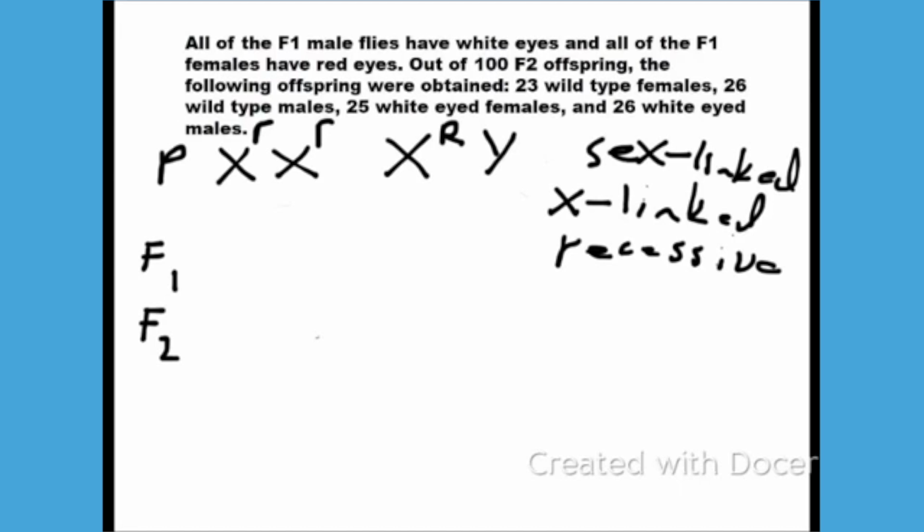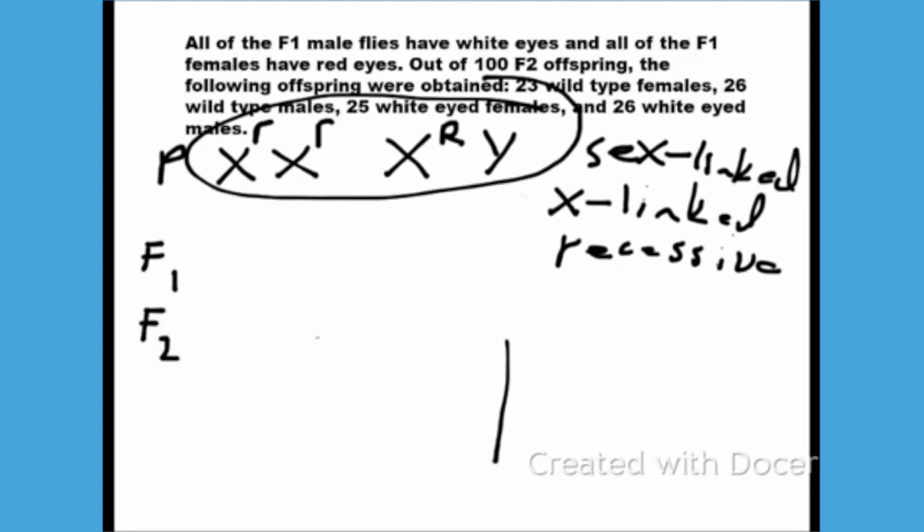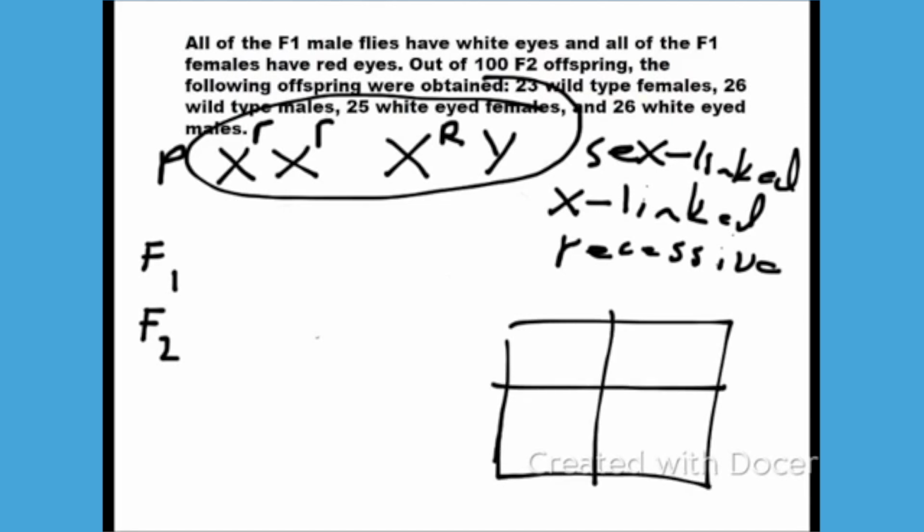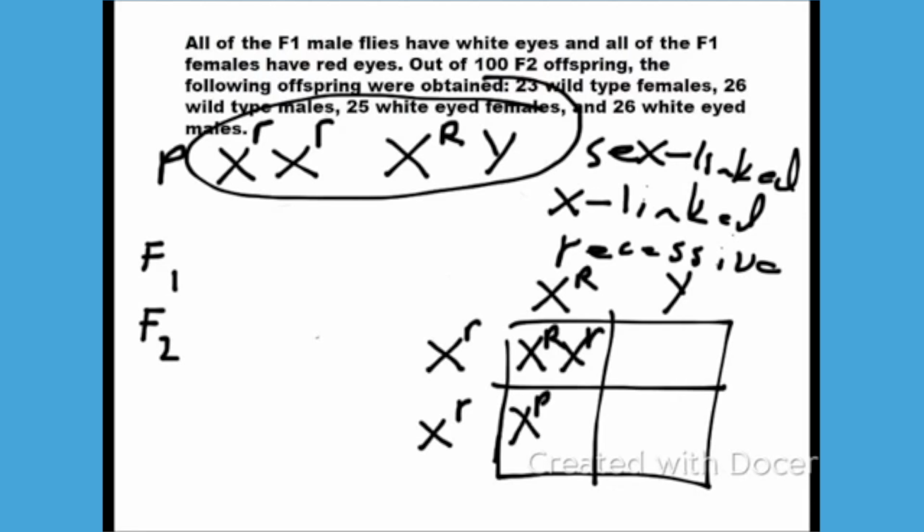So one of the first questions was to show the Punnett square that produced the F1s. To make the F1s, we need to cross the P generation. So if we were to draw a Punnett square for that, our female can make gametes carrying an X chromosome with a white allele on it. Our male, on the other hand, can make gametes with either the red carrying X or the Y. So now when we fill in this Punnett square, these are the genotypes we get.